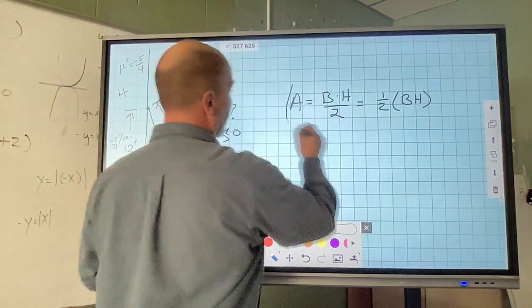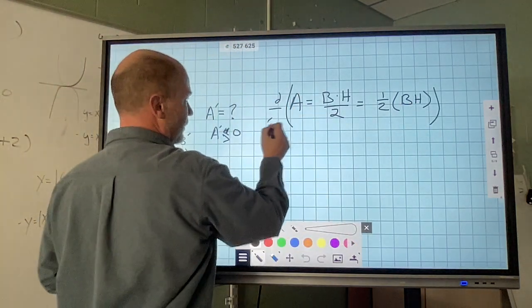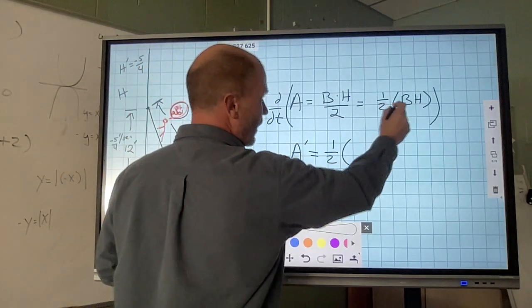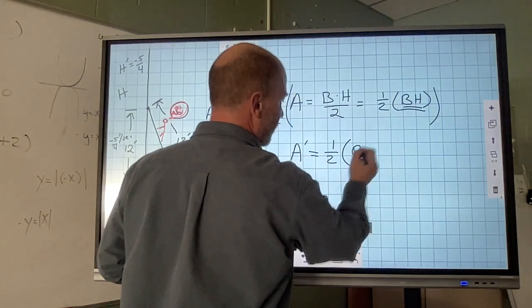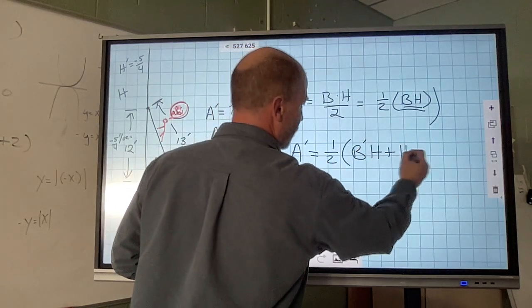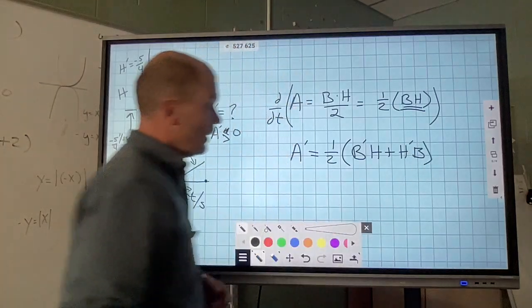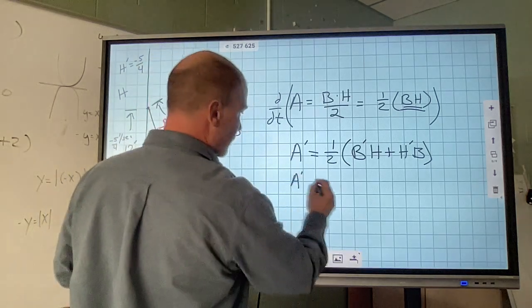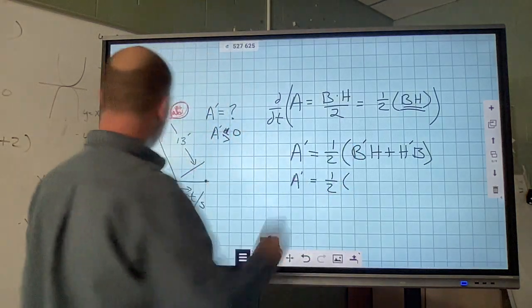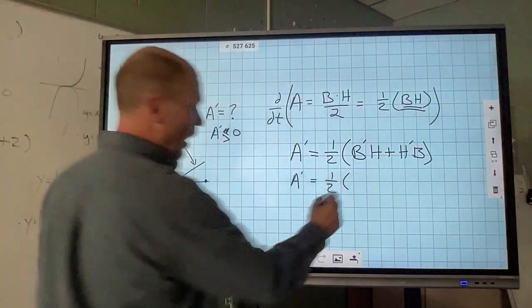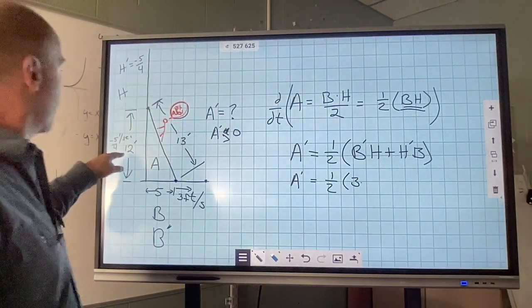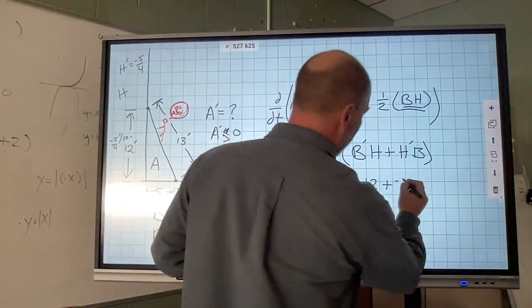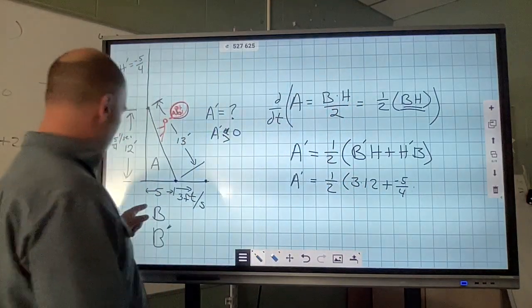So I'm going to take this derivative with respect to time. I'm going to get A prime equals 1/2 times, I've got to follow product rule here, B prime H plus H prime B, product rule. Now I can just plug in. I know that A prime is what I'm looking for. I've got my 1/2 here. B prime is 3, it's positive 3. H at the moment I care about is 12 feet, 12 feet, plus H prime was negative 5/4, and B is 5.